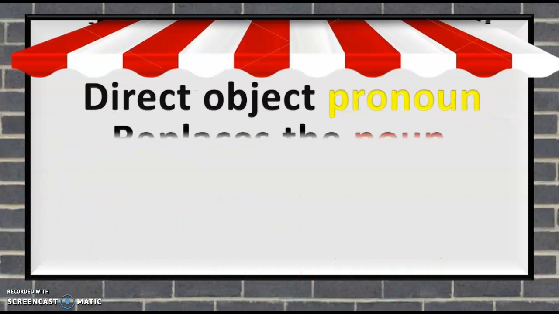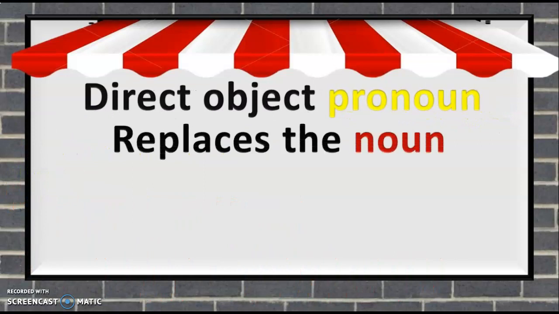Direct object pronouns replace nouns. It works the same way in Spanish and in English. But here are the Spanish direct object pronouns. Me, me; te, you; lo and la for him and her; nos for us; and los and las for them.